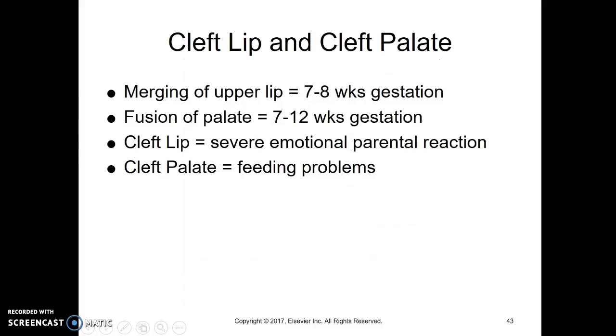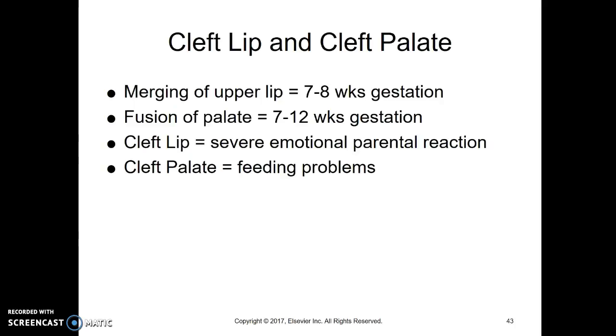Cleft lip and cleft palate. This happens early in utero. The lip should merge, should develop 7 to 8 weeks of gestation. The palate fuses 7 to 12 weeks of gestation. As you can imagine, when a child's born with a cleft lip, it's very visible. They don't look like the cute, perfect baby the family is hoping for. So it's very hard on parents emotionally.